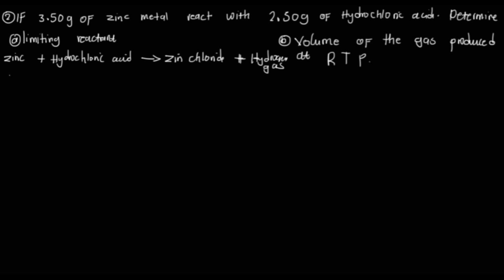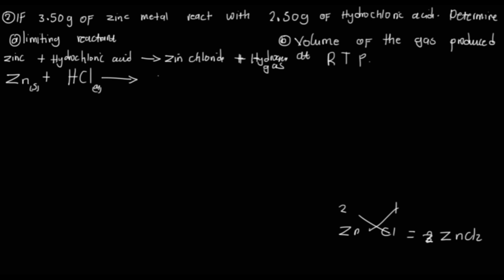Then the symbol for zinc is Zn plus hydrochloric acid is HCl. Zinc has a valence of 2, while chlorine has a valence of 1. So if we swap, we are going to get zinc chloride, ZnCl2, plus hydrogen gas.